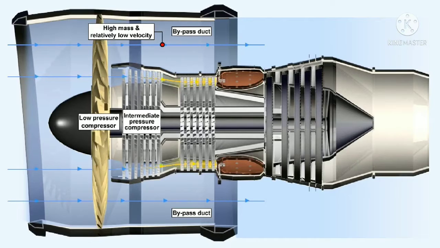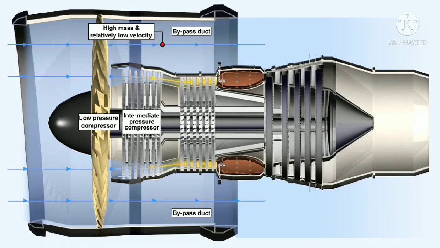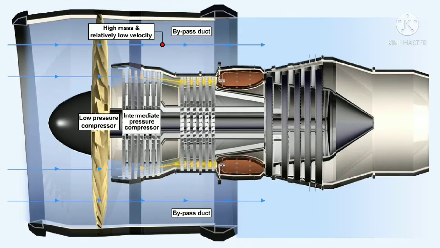The thrust of this type of engine is almost completely dependent on the relatively cold air going through the bypass duct, which has a high mass and relatively low velocity, hence its high propulsive efficiency.